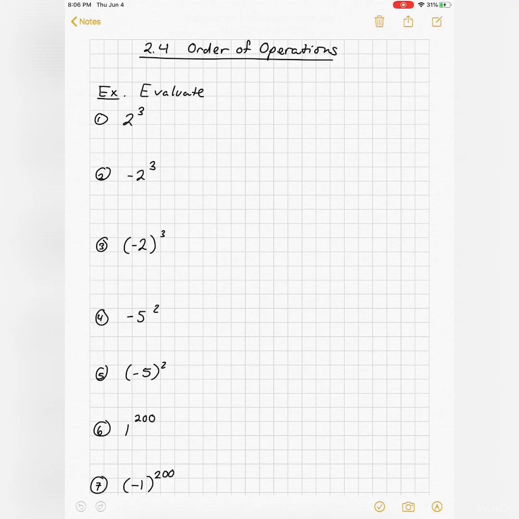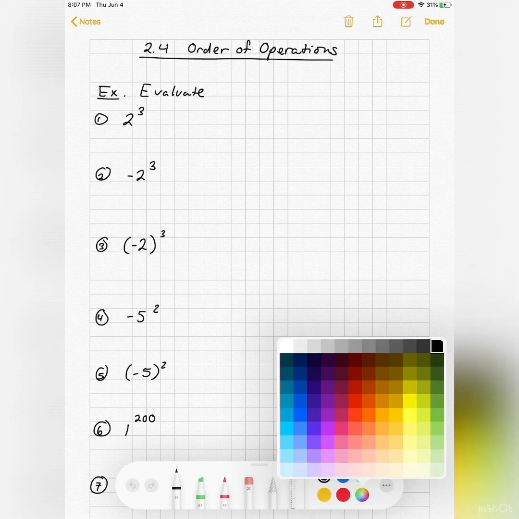All right, 2.4 looks at something very important for algebra and for simplifying expressions. That's called the order of operations. But let's start out with just some really simple examples. Here we have a couple of exponents. So look at the difference between number 1 and 2. There's an important difference there.